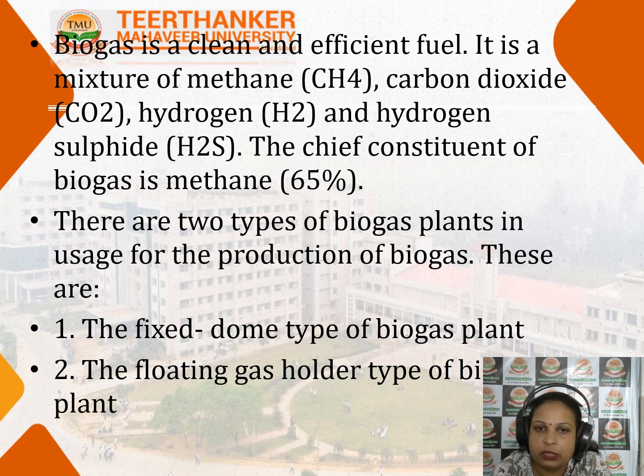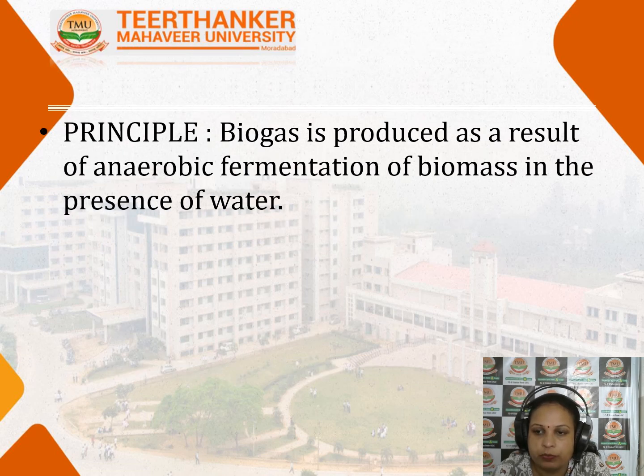There are two types of biogas plant. One is the fixed dome type biogas plant. Another is the floating gas holder type of biogas plant. Now the principle behind biogas: it is produced as a result of anaerobic fermentation in the presence of water.